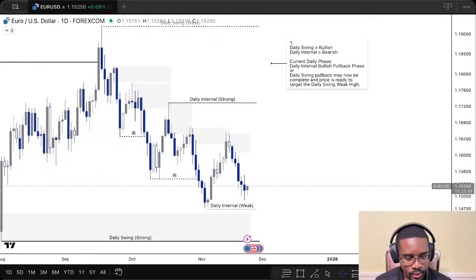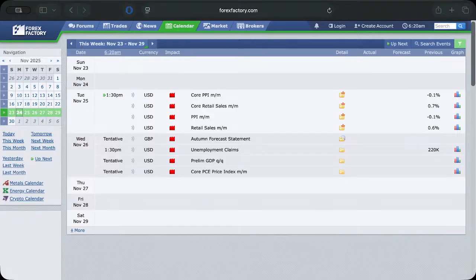I will not waste much time. We'll start with looking at the Forex Factory for our news for the week. Monday is usually a day where there's no news, so we are not expecting much.